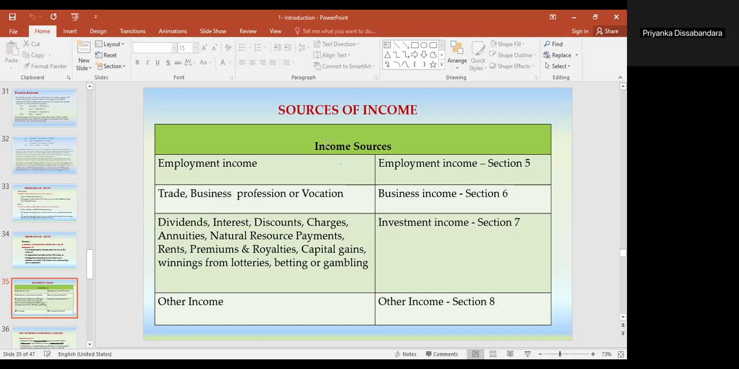Okay, now we can move to the sources of income. So I have explained about the residency. I have explained about the charging provision. According to that charging provision, we have to consider a person's taxable income for the calculation of their payable tax.